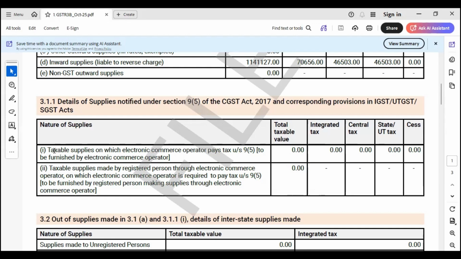So in case Swiggy, Zomato, they have to file their 3B, they will mention this one over here. Under 1, they'll say, this is not my turnover. He'll say, this is a turnover of that hotel fellow. But since government said I have an obligation, I'm paying tax on this.